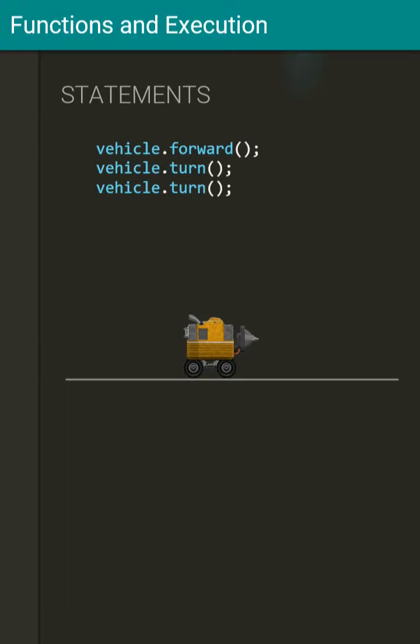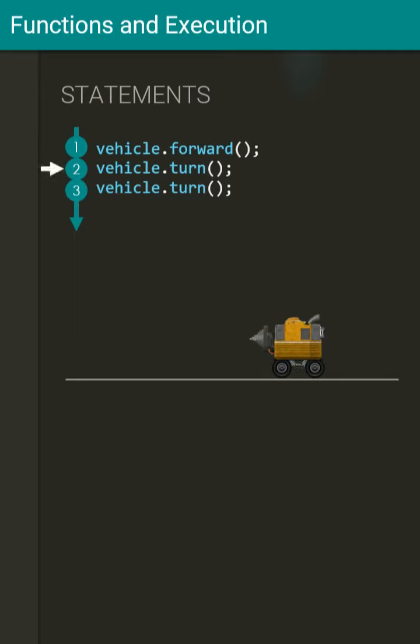Here you can see 3 statements. When your code runs, these statements will be executed in order from top to bottom. So your vehicle will move forward, then turn back, and finally turn again.